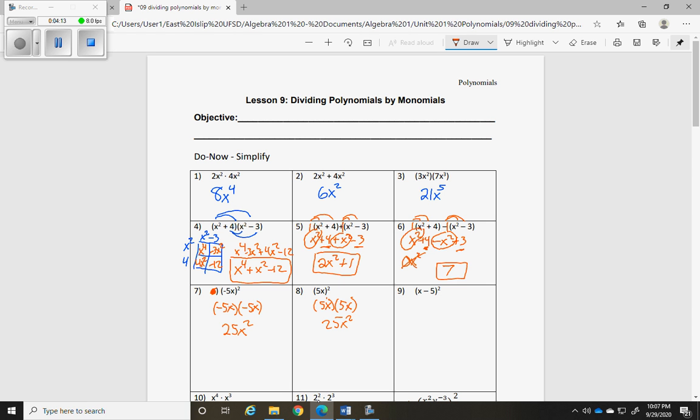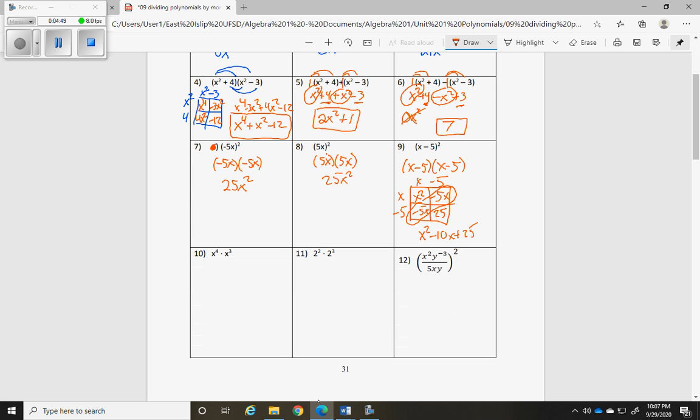And number 9, these parentheses squared means I do x minus 5 times x minus 5. Since it's a binomial times a binomial, I could do the box method to get x squared minus 5x minus 5x plus 25. These are like terms that I can combine. Final answer is x squared minus 10x plus 25. Number 10 is x to the 7th. Number 11 is 2 to the 5th.